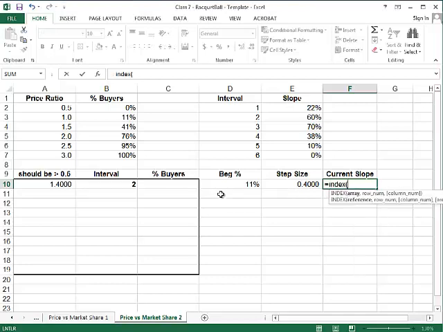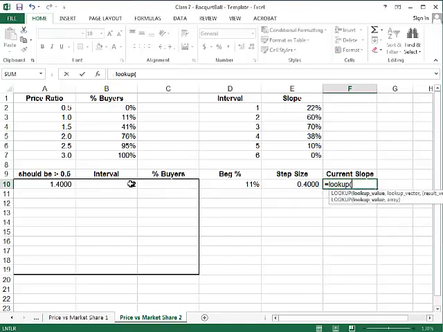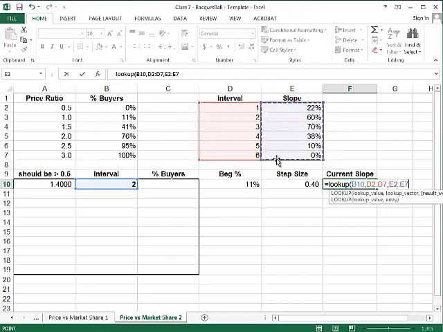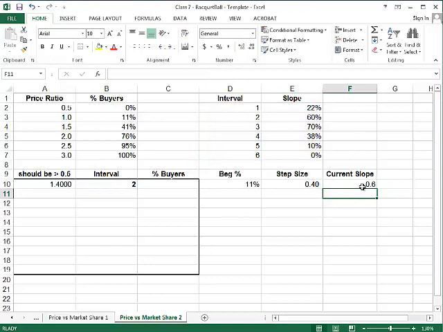And the current slope, since I'm in interval 2, is going to be index, or let's use lookup this time. The current slope is lookup interval 2 in this array, and then report in this array. And I'm going to make these absolute references. So slope is, again, we can make a percentage, 60%.